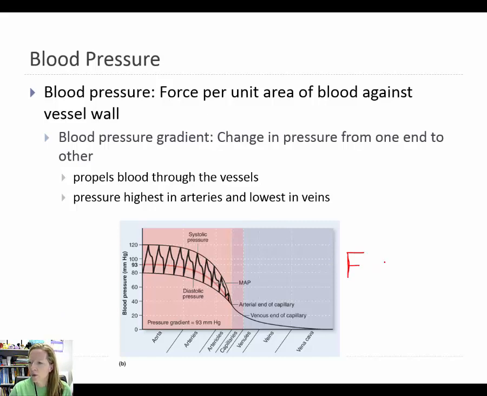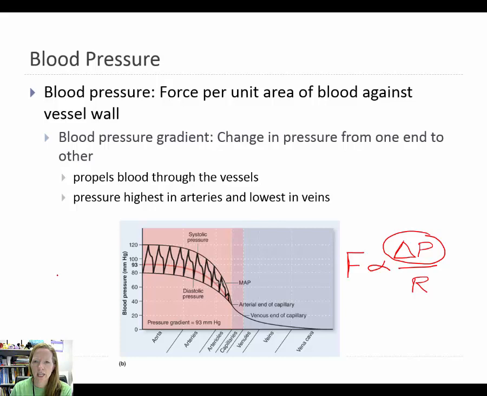So flow is going to be equivalent to the change in pressure over resistance. So you might be thinking, okay, what is this change in pressure? We definitely have a blood pressure gradient if you take a look at what's happening in the vasculature.